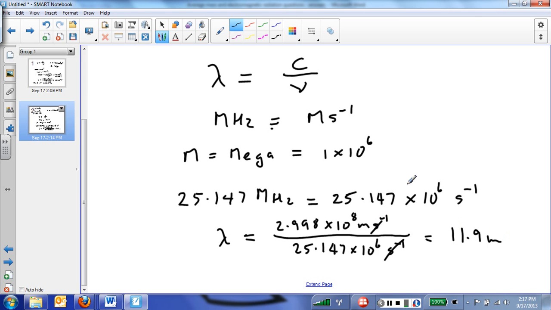If we then look at a diagram of the electromagnetic spectrum, we see that 11.9 meters falls in the radio wave region. So we've answered question 4.